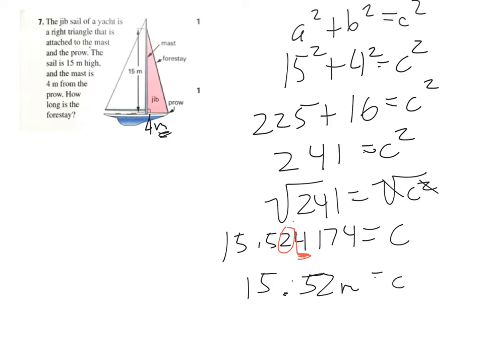So that tells me that my forestay, my hypotenuse, is 15.52 meters, which makes sense in this triangle. It's a pretty skinny triangle, so I know the hypotenuse is going to be the longest side, but it doesn't have to be much longer than the next longest side, which is 15 meters. So it's just a hair longer, about a half a meter longer. There's your answer.